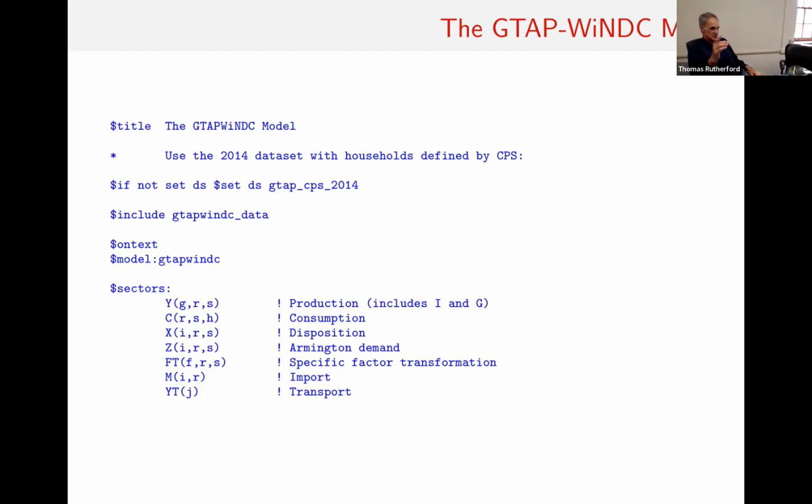So right now we have this import activity M of I comma R, which is composite imports. That's the same for all states. And that means that from M down, it's exactly the same as the GTAP activity. And we have this YT, the transportation activity, that's the same.